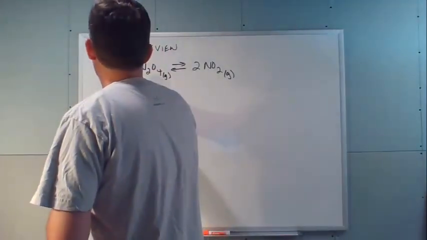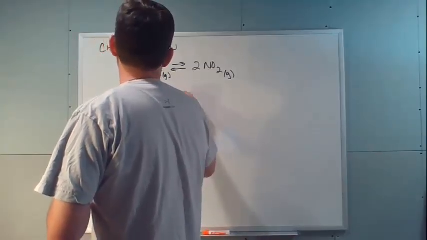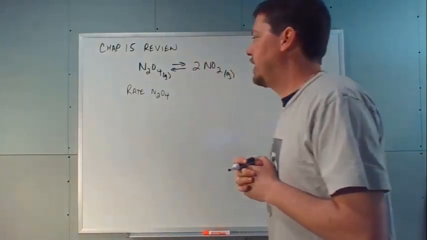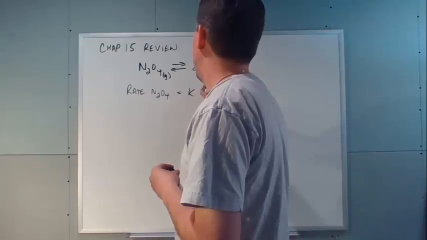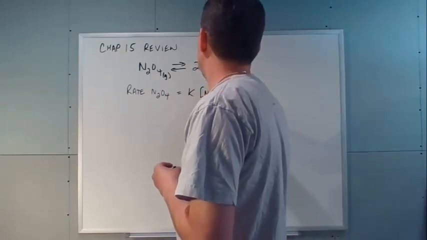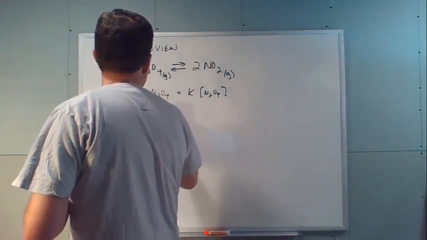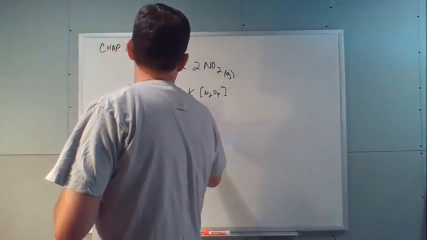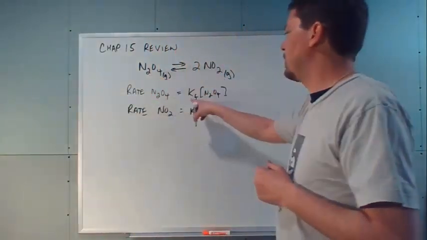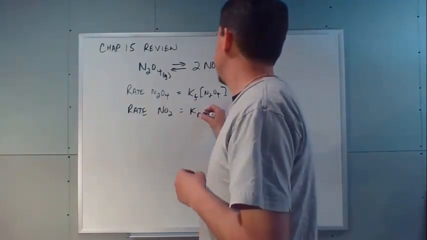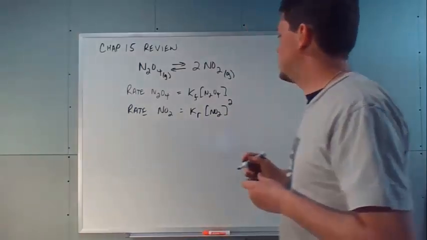The rate of N2O4 reacting is going to have a value which is going to be equal to the K of N2O4. And then there's a certain rate of the NO2 reacting, which is going to be equal to the K. So we're going to call the N2O4 the K forward. We're going to call this the K reverse of the NO2, and we're going to say squared.